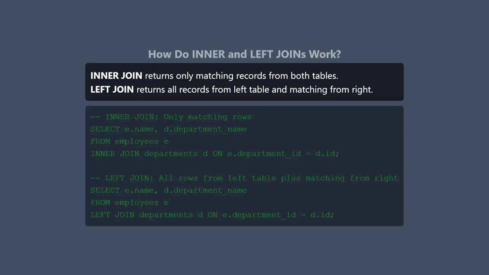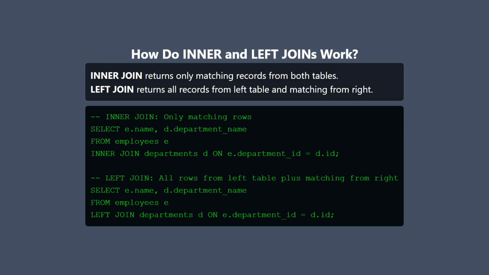Understanding the join operations is crucial for SQL interviews. Let's look at the inner and left join. An inner join returns only the records that have matching values in both tables. It's like finding the intersection between two sets. A left join returns all records from the left table and matching records from the right table. If there is no match in the right table, you will see null values for those columns.